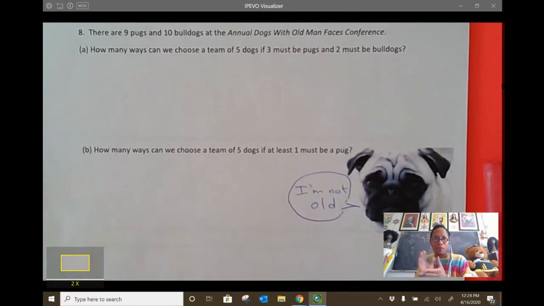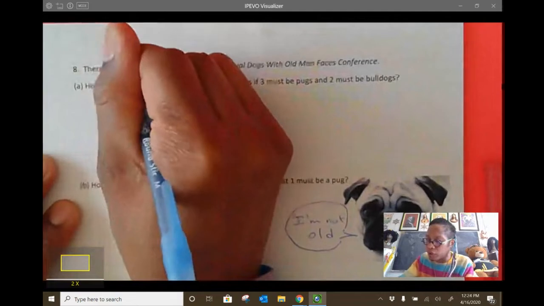So we have 9 pugs and 10 bulldogs at the annual Dogs with Old Man Faces conference. How many ways can we choose a team of 5 dogs if 3 must be pugs and 2 must be bulldogs? Well, step 1, choose the pugs. Step 2, choose the bulldogs. Choose the pugs and choose the bulldogs. Step 1, step 2, then use the multiplication principle.